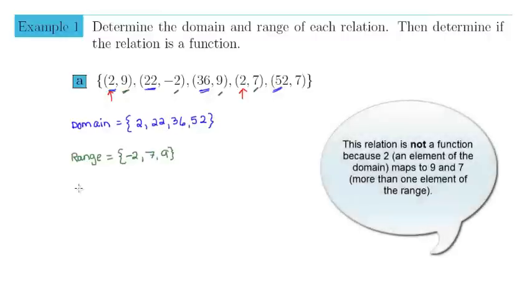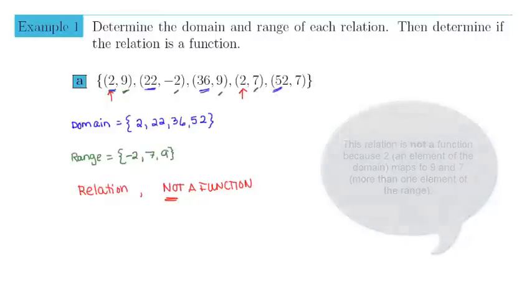Therefore, this relation is not a function. It is simply a relation, so we can write it as such. Relation, but not a function. And the reason it's not a function is because the value 2, an input value, maps to more than one output value. Let's take a look at example 1b.